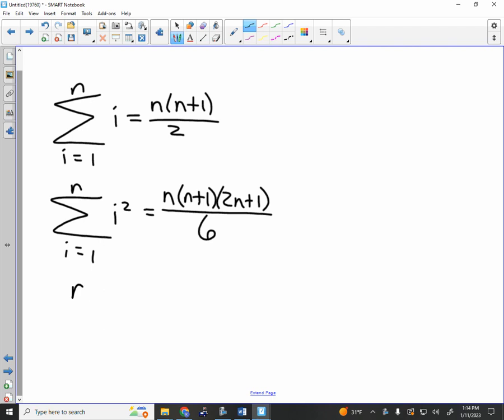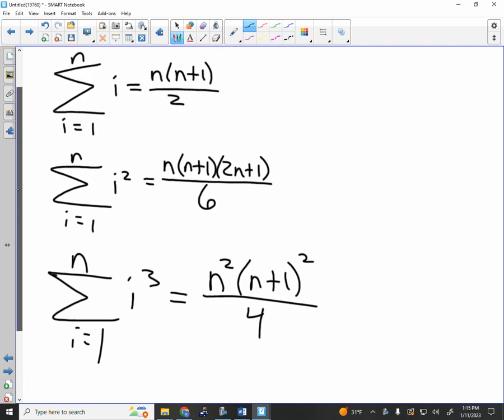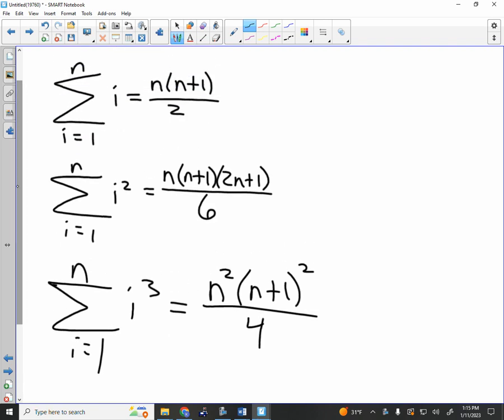We're going to do another one, the sum from i equals 1 to n of i cubed. Suppose you're adding up the first cubes. Actually works out really cool. As you add up the cubes, you get n squared times n plus 1 squared all over 4. Does that look familiar to anybody? Isn't that the same thing as the sum of i, just squared, right? It just so works out. It's the same as that thing squared.